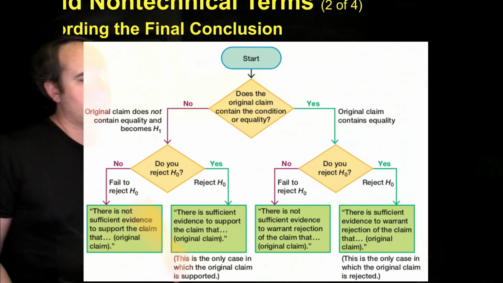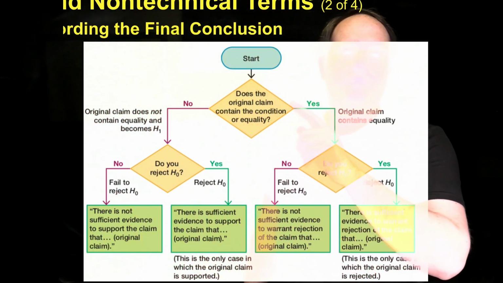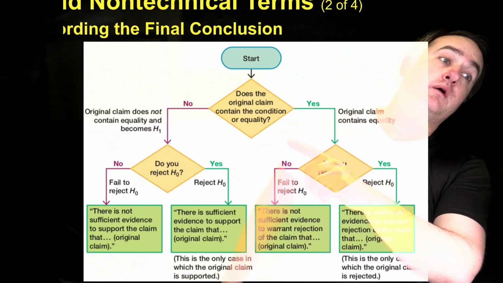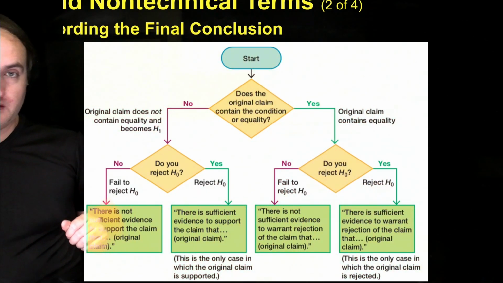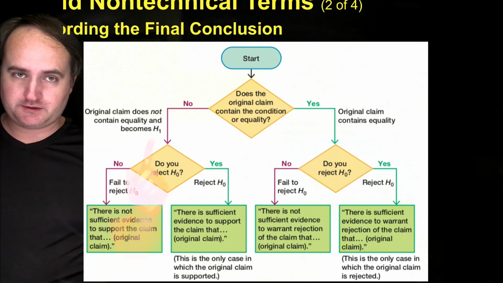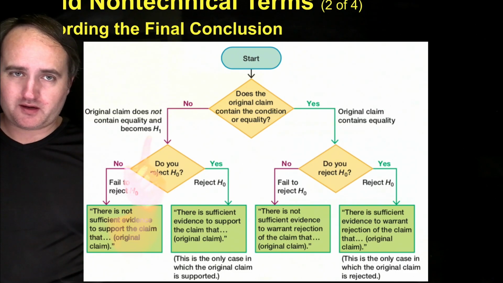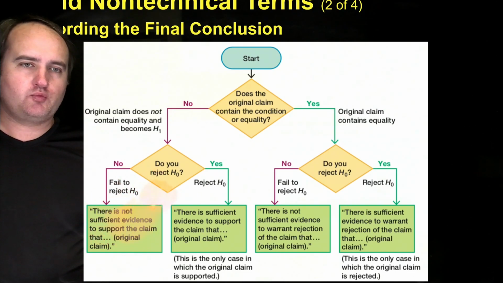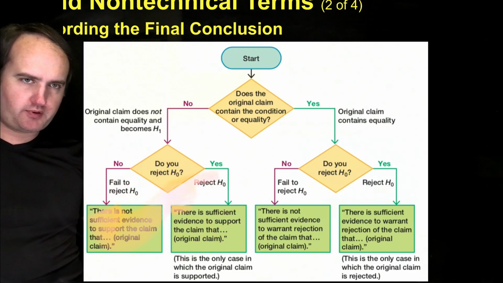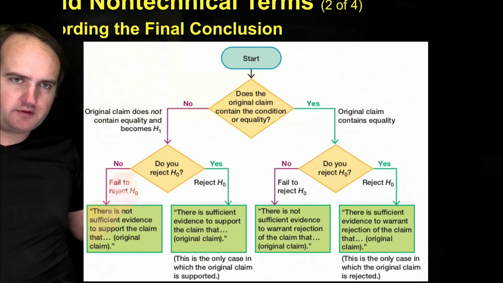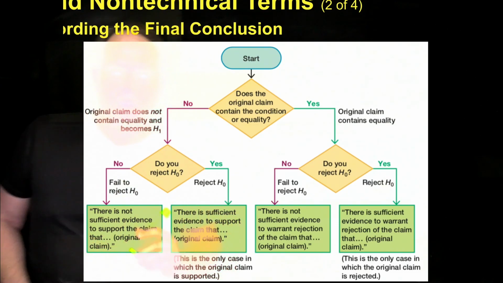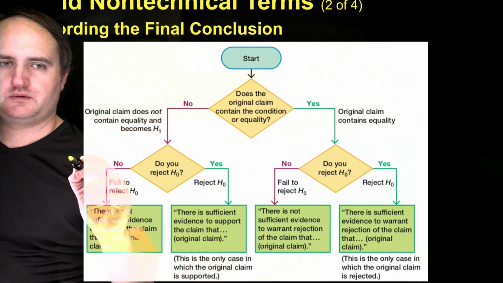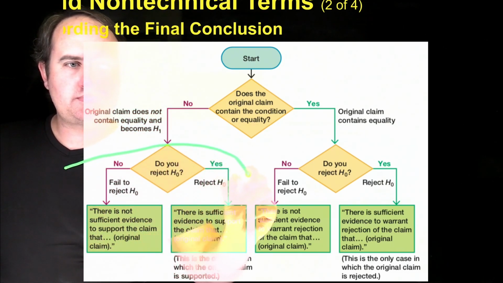Okay, so basically, the original claim is going to be our alternative hypothesis, which means it's not going to contain equality, at least not in this section. So it's either going to be less than, greater than, or not equal. So then we're just going to be focusing on this part of the flowchart. So these two cases here. Let me actually circle that, or at least do something here. This part right here.